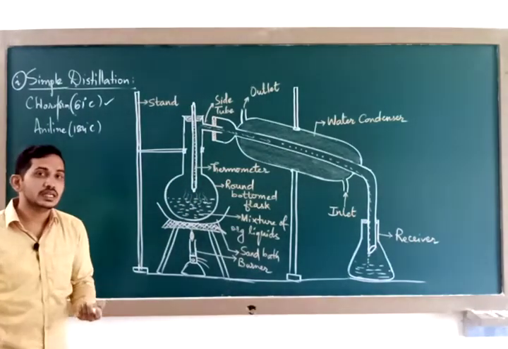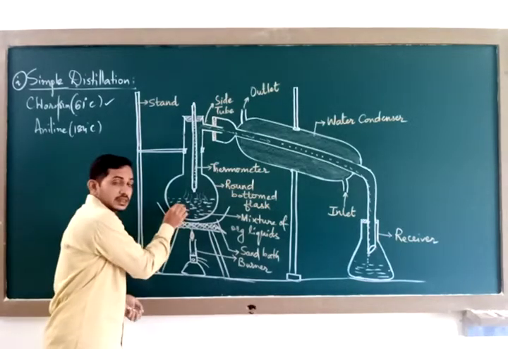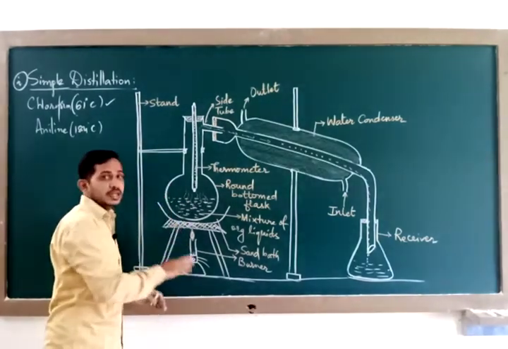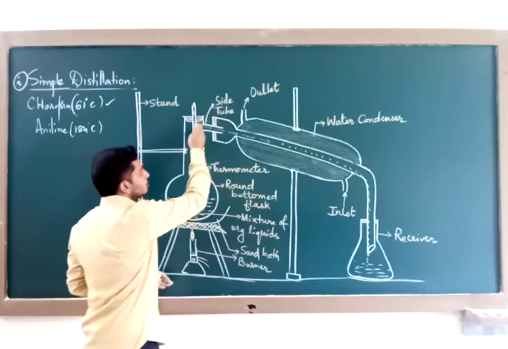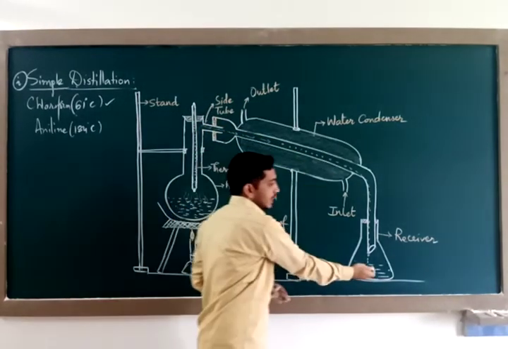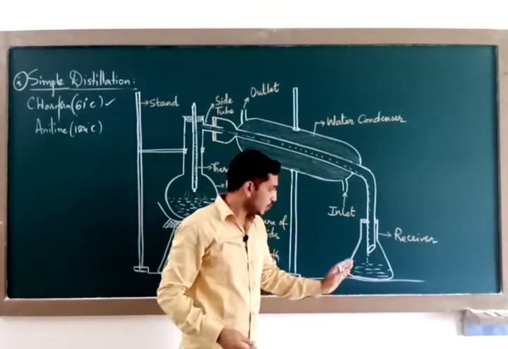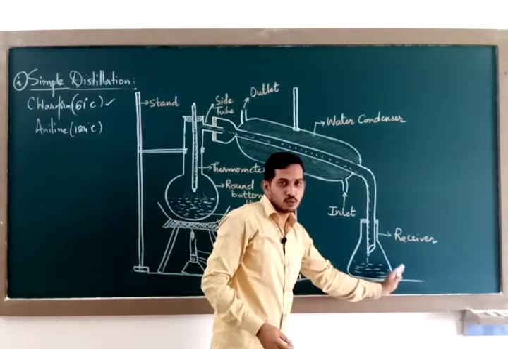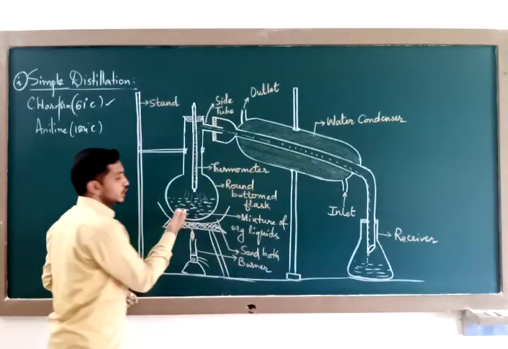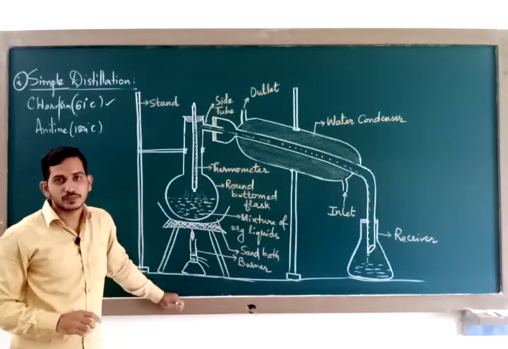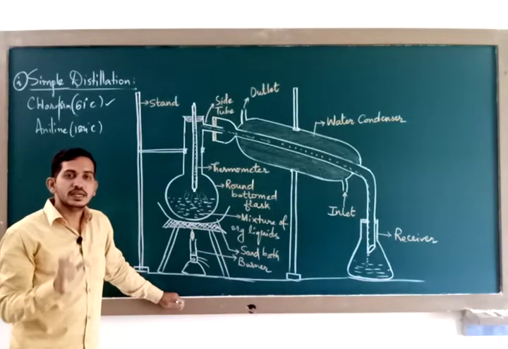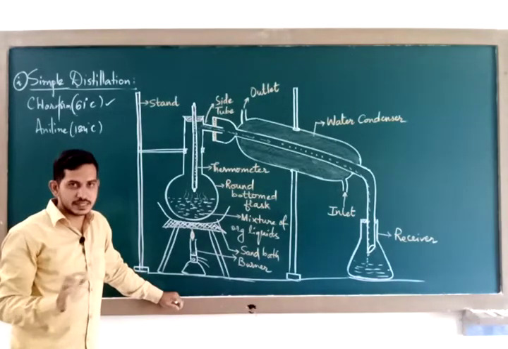What happens to aniline? It remains in the round bottomed flask only. Only chloroform vapors will come outside and they are collected in the receiver. So on one side you have chloroform and on the other side you have got aniline. In this way, two liquids can be separated easily.